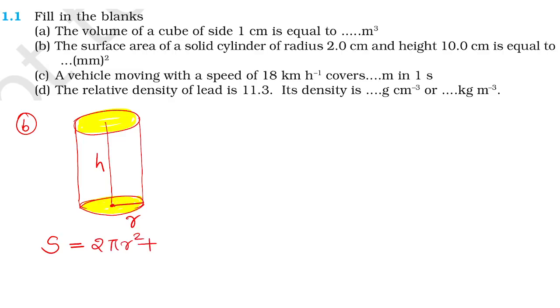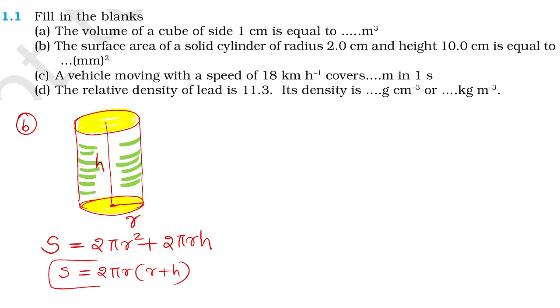There is another surface, which is a curved surface or lateral surface like this. Understood? This surface is said to be the lateral or curved surface area. That curved surface area is 2 pi r h. Or you may memorize it in this way, 2 pi r into r plus h. Never forget it. Let me put it in a box.